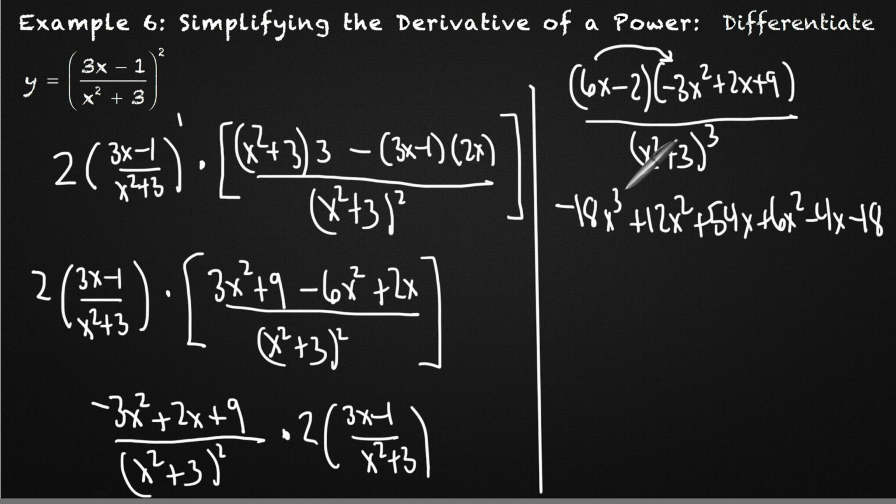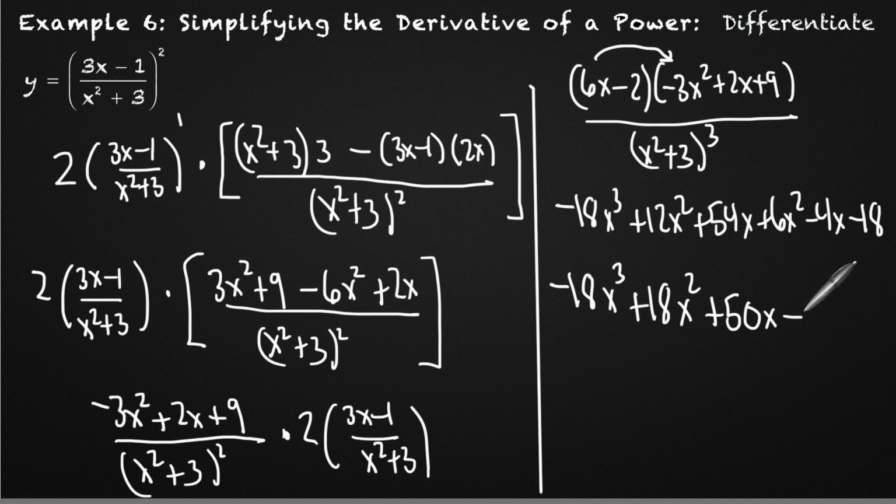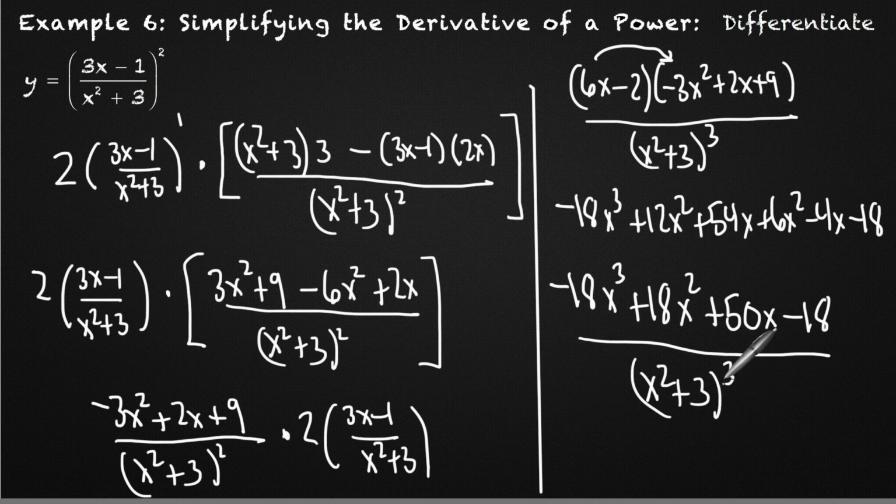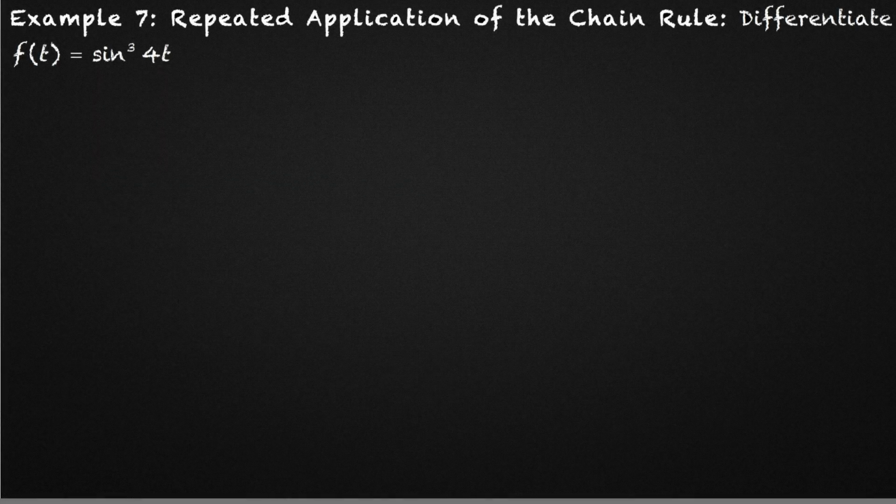And so let's go ahead and group up our like terms here. I see negative 18x cubed does not have a like term. 12x squared and 6x squared is going to give me an 18x squared. And then 54 minus 4 is going to give me a 50x, and then a minus 18. And all of this is over x squared plus 3, all cubed. And that is as far as you can take the derivative. Right, number 7, repeated application of the chain rule.